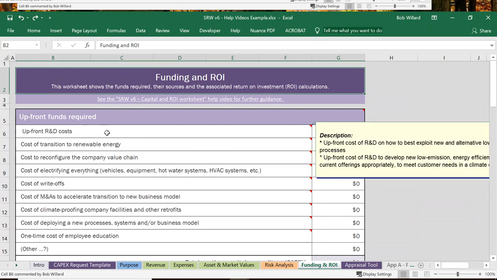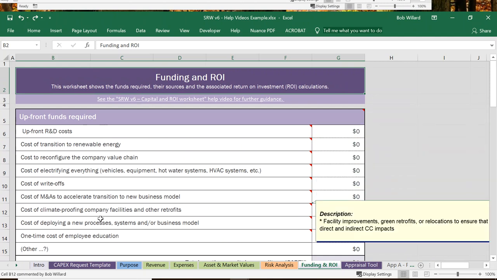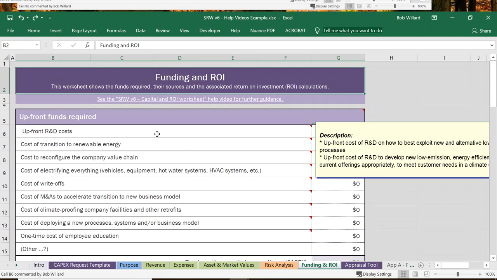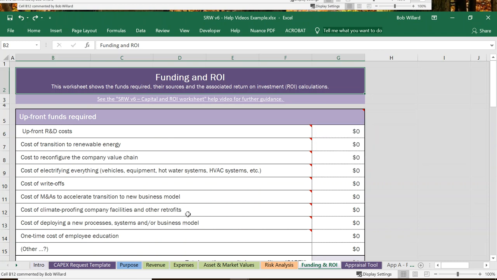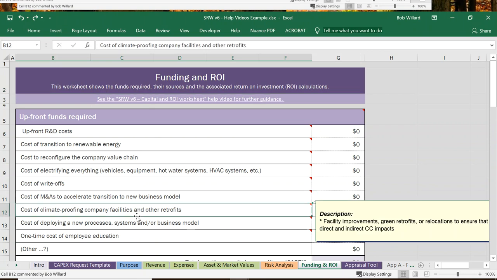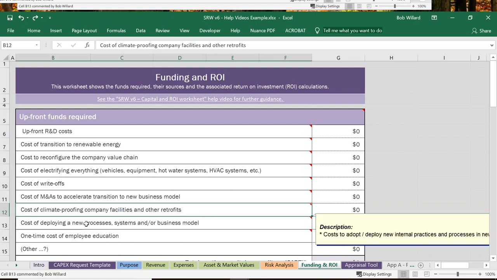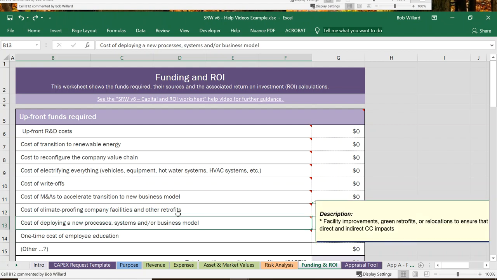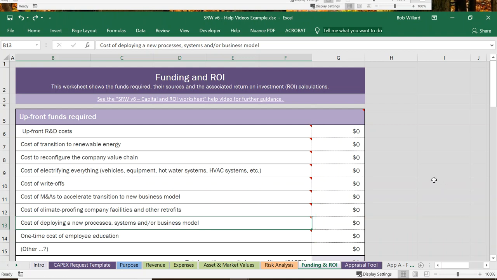And you'll notice that there are a number of line items that might be relevant for this particular project. In our case, there are 2 in particular that look like we should pay attention to. The cost of climate proofing company facilities and other retrofits. This is a retrofit. And there may be some new systems or processes that need to be associated with the operation of the building, so there may be some money there. So after we complete this, the worksheet might look like this.